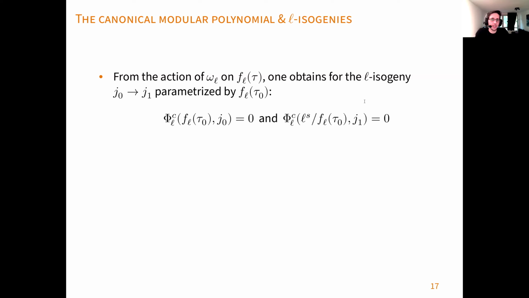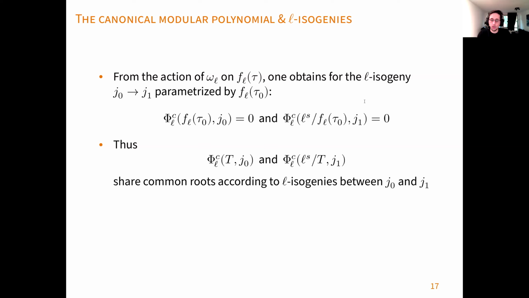And this is exactly the kind of understanding that we wanted to get of how this FL tau relates to the l-isogenies over the complex numbers. Because now, abstracting this a bit, what we see is that the canonical modular polynomial evaluated at J0 and the canonical modular polynomial evaluated at this rational function L to the S over T and J1, these two rational functions share roots according exactly to the l-isogenies between J0 and J1. So something sharing roots exactly according to the l-isogenies gives a very good candidate of something related to the classical modular polynomial. So what we can do now is we can just plug this into the resultant.